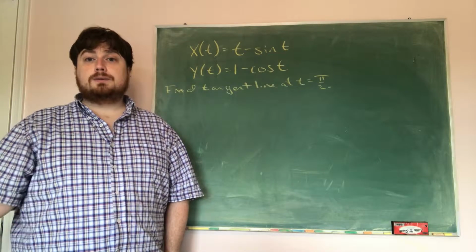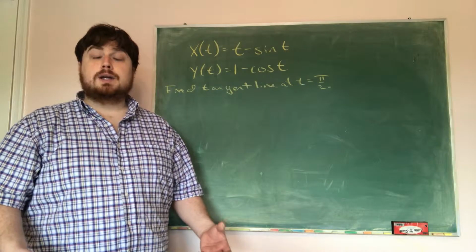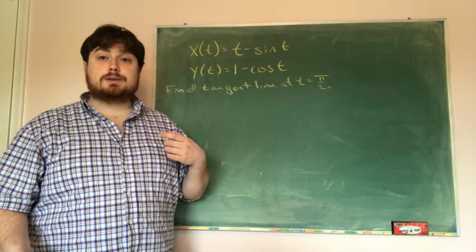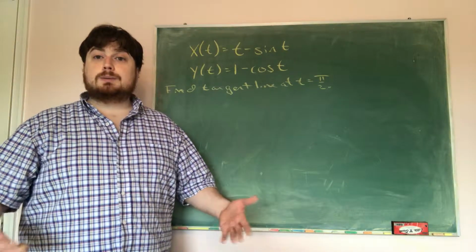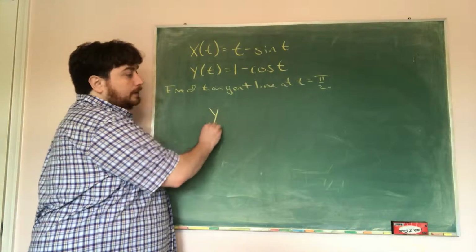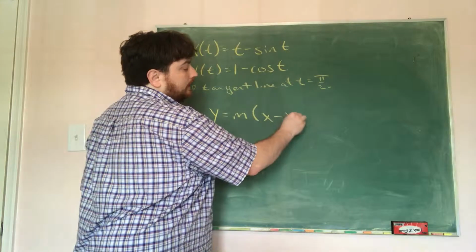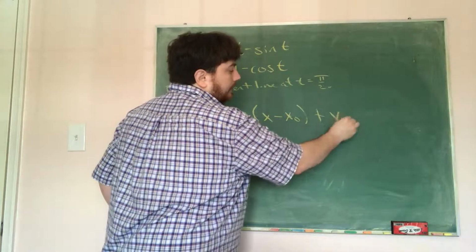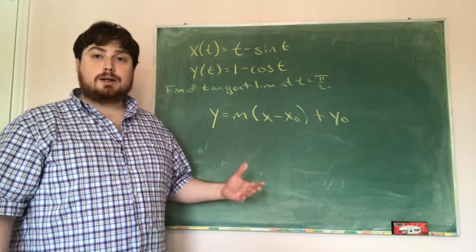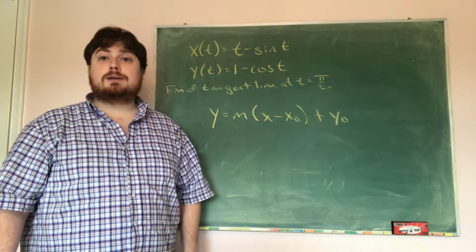Alright, so now that we have a visual representation of what we're trying to do, we're actually going to go through and calculate these things. And so since we want to find the equation of the tangent line at t equals pi over 2, what we first need to remember is, what is the equation of a line? Well, in order to do that, I'm going to use point slope form. So I'm going to say y is m times x minus x naught plus y naught. And so in order to find the equation of a line, I have to find my slope, and I have to find the point x naught, y naught.